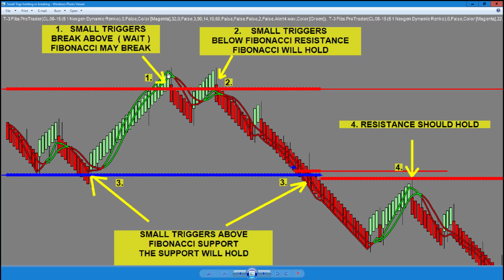Initially, if you're at a Fibonacci area and you're starting to anticipate that it might hold, but the small triggers violate above it, we have to wait for one of two things to happen. Either the Fibonacci area turns from red to blue, in which case it's broken and we'll keep trading with the trend, or the small triggers physically get back below the resistance. Remember this one? Then we can actually use the resistance to go the other way.